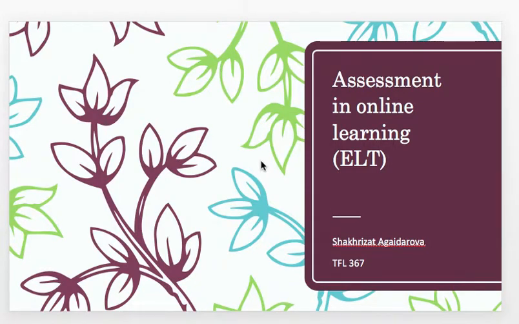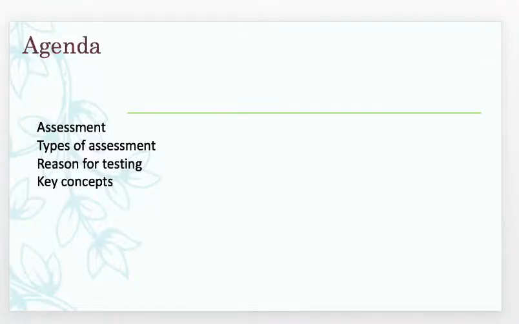So today we are speaking about assessment in online learning environment. Well, to be honest, assessment in online learning and in traditional or face-to-face classroom, the concepts to be covered in both formats are quite the same, except for the tools to be used. But actually, both tools for traditional and for the online can be used interchangeably. So today we're speaking about assessment, types of assessment, why we need to assess, and some key concepts.